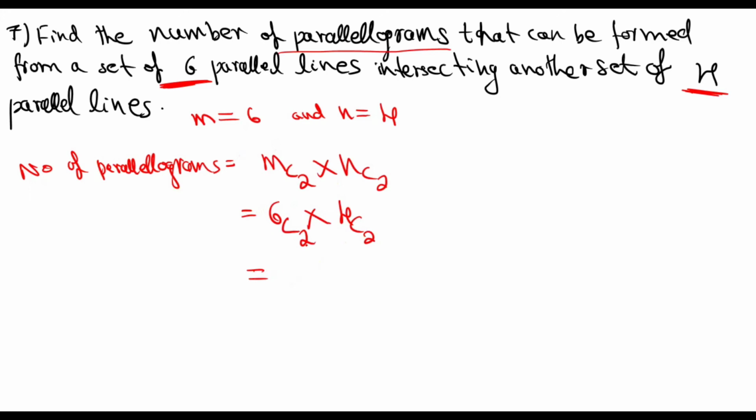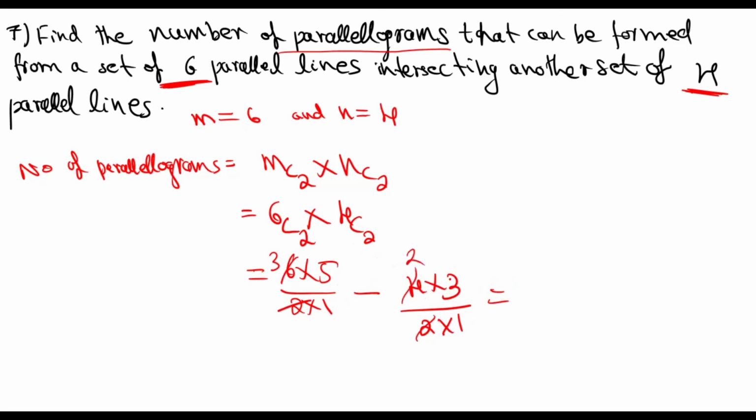6C2, how to calculate the 6C2 value? 6 into 5 by 2 into 1, into 4C2, that is 4 into 3 divided by 2 into 1. It's equal to 2 ones are 2, 2 twos are 4. Then if you simplify this one, you'll get 5 threes are 15 into 3 twos are 6. 15 into 6, that gives 90? Therefore number of parallelograms that can be formed is equal to 9.